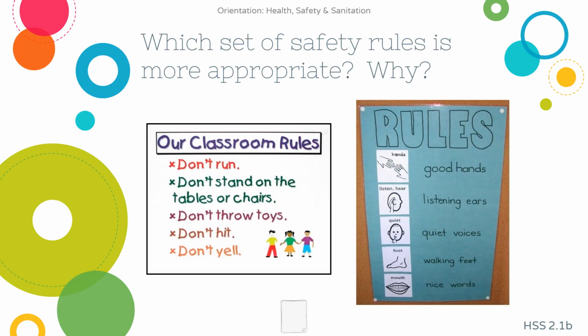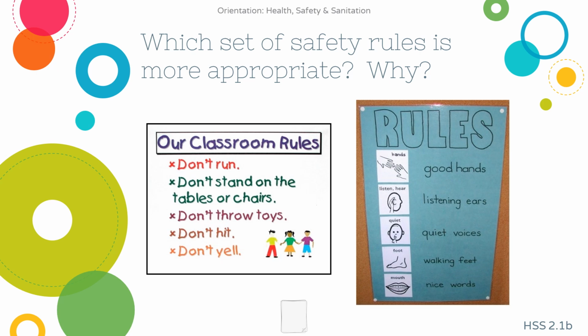When you walk into a classroom, the first thing you notice might be the art on the walls or the way the room is arranged. But have you ever stopped to notice how the rules are written? Take a moment to compare these two posters. On the left, we see a list of rules that begin with don't run, don't hit, don't throw toys, don't yell. You get the picture. It's all about what not to do.